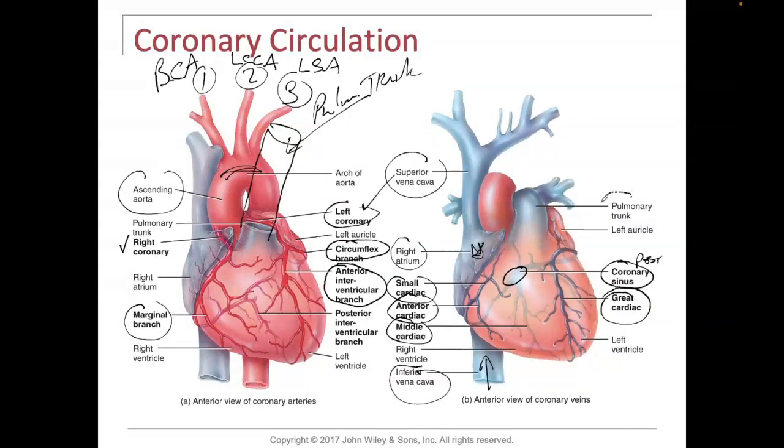Okay, here's the pulmonary trunk, and here's the pulmonary arteries. Notice they're all blue. Why? Because it's got deoxygenated blood.